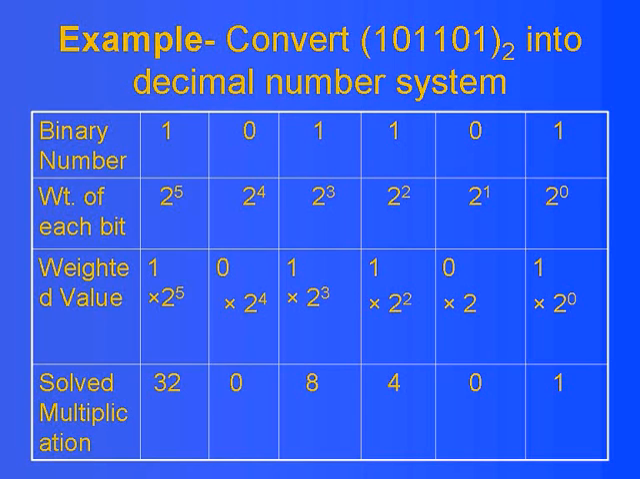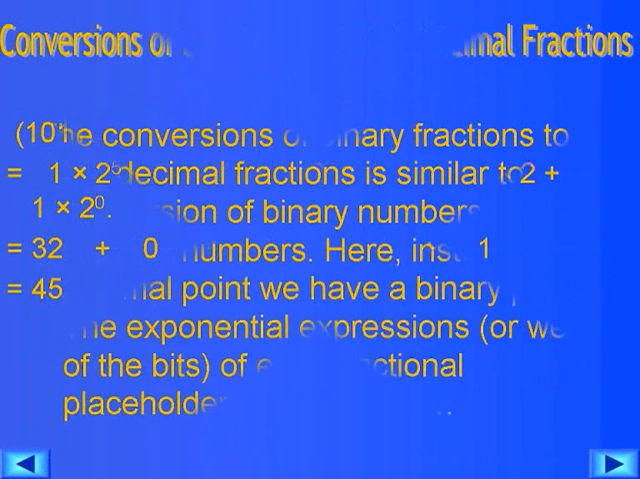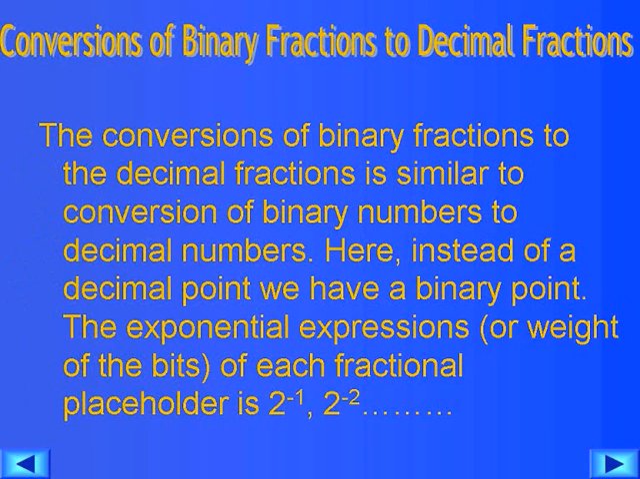Thus the weighted value is 1 into 2 to the power 0, 0 into 2, 1 into 2 to the power 2, 1 into 2 to the power 3, 0 into 2 to the power 4, 1 into 2 to the power 5. So their multiplication gives us 1, 0, 4, 8, 0, 32. Adding up, we get 45. Conversion of binary fractions to decimal fractions. The conversion of binary fractions to decimal fractions is similar to conversion of binary numbers to decimal numbers. Here, instead of a decimal point, we have a binary point.